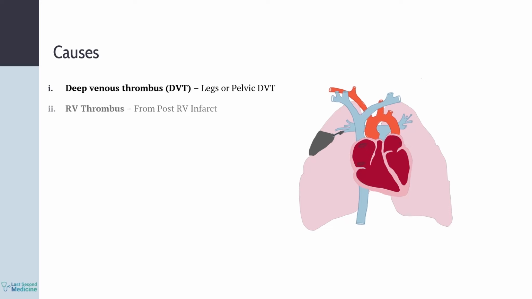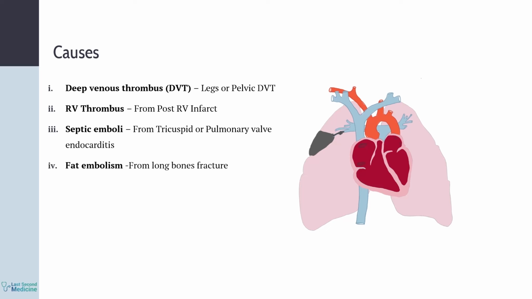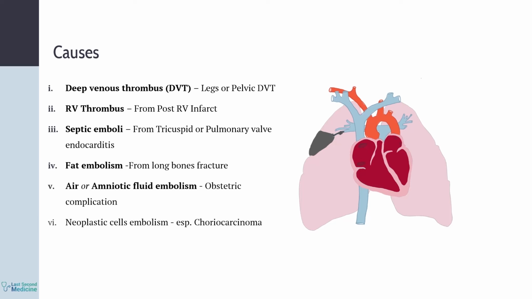Rare causes of PE include right ventricular thrombus, for example post-right ventricular infarction. Septic emboli arising from endocarditis affecting the tricuspid or pulmonary valves. Fat embolism arising following fracture of long bones such as the femur. Air or amniotic fluid embolism as an obstetric complication. Neoplastic cells, especially choriocarcinoma. And rarely, parasites can also cause a pulmonary embolism.